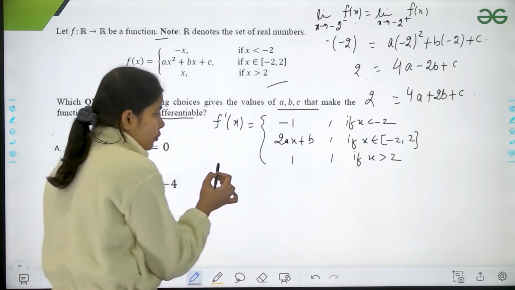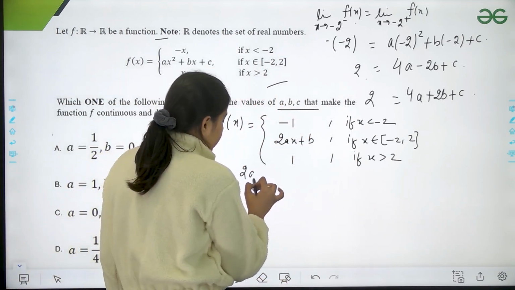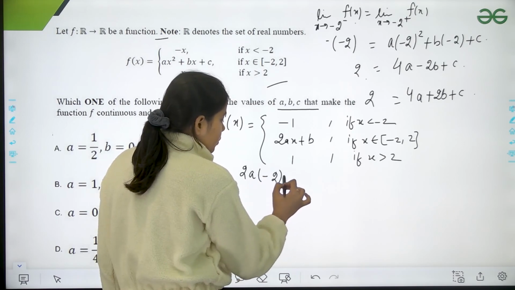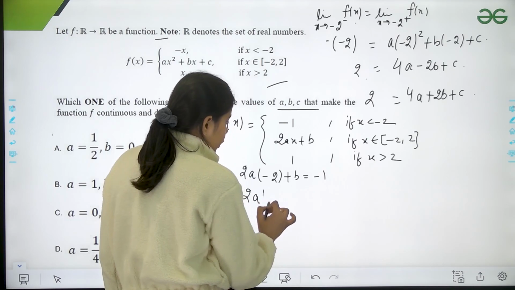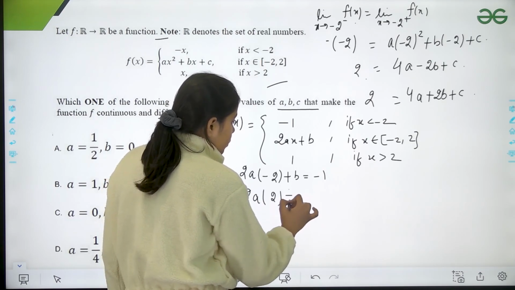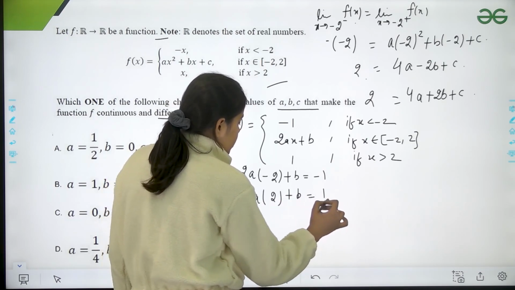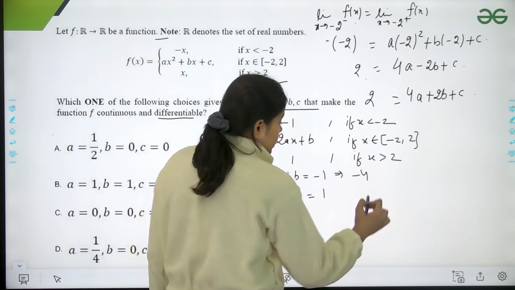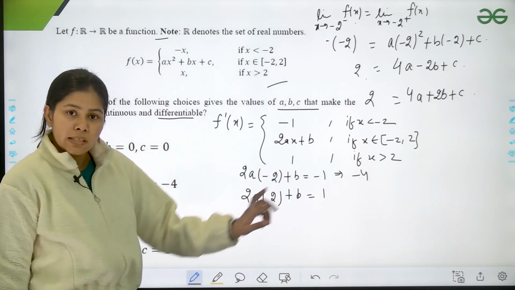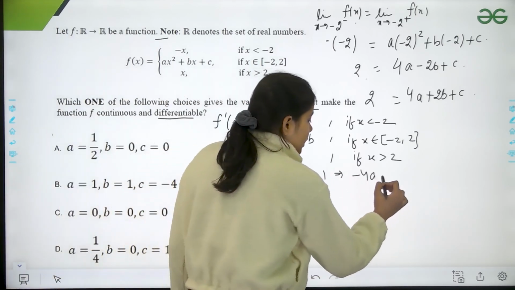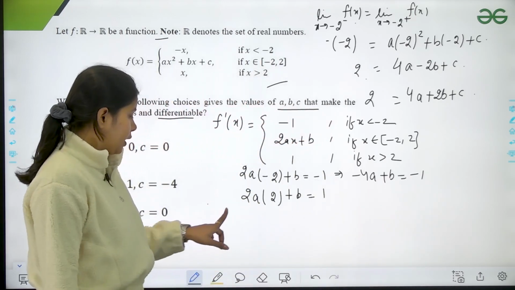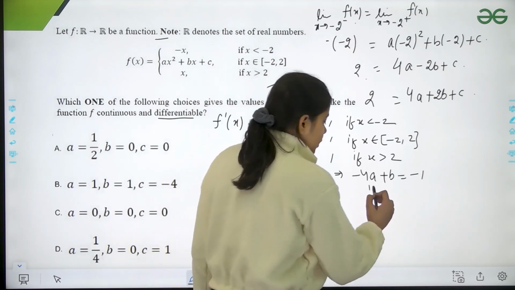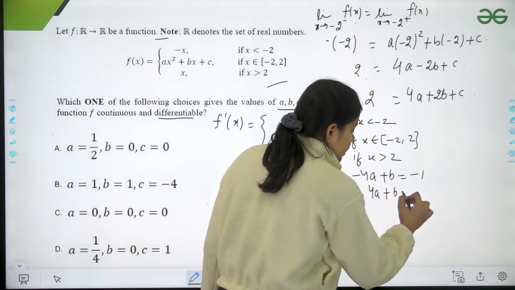So I can write from this, 2a into minus 2 plus b is equal to minus 1, and we got one equation from here as well, 2a into 2 plus b is equal to 1. So we get one equation, that is minus 4a plus b is equal to minus 1, and then we have 4a plus b is equal to 1.